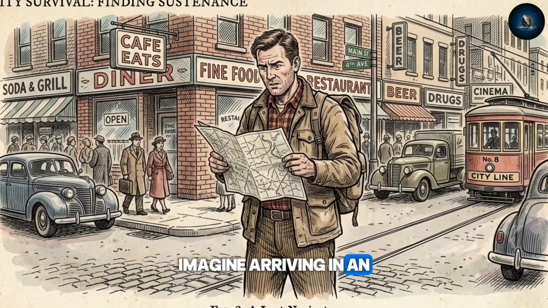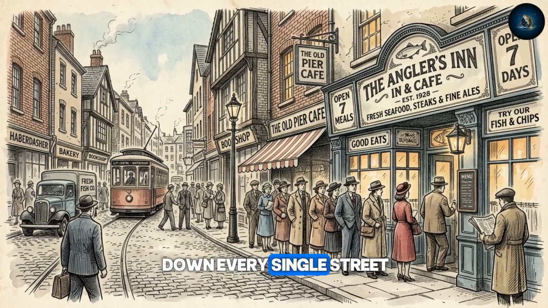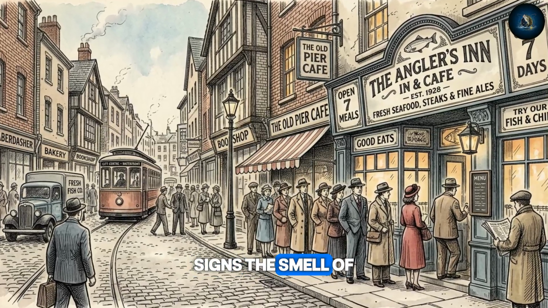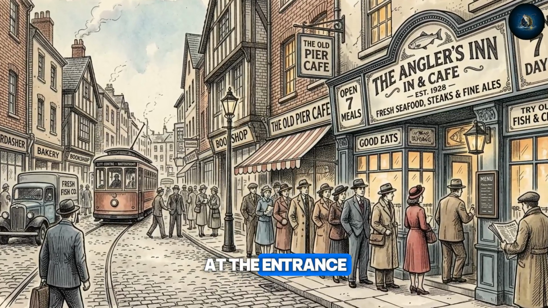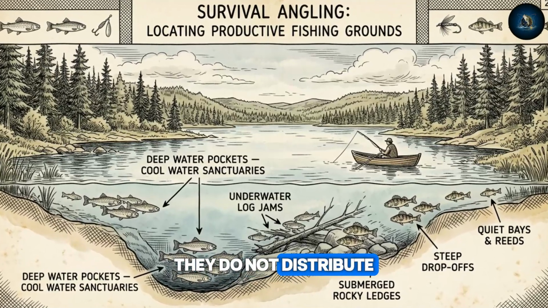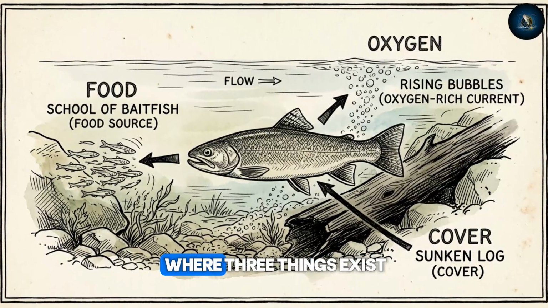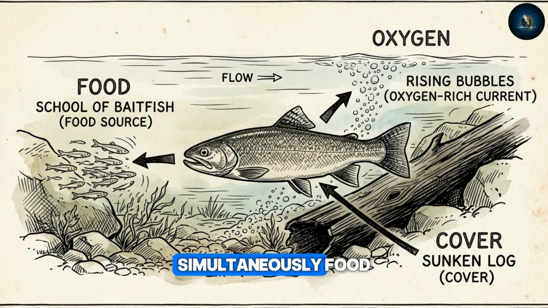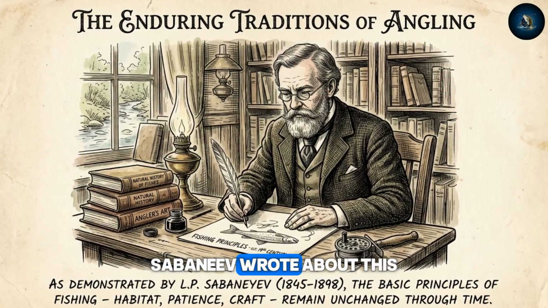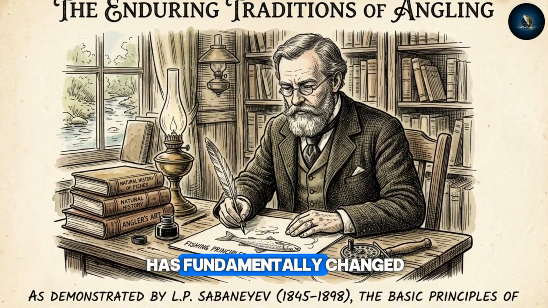Imagine arriving in an unfamiliar city and wanting to eat. You wouldn't walk randomly down every single street. You would go where there are cafes, signs, the smell of food, or a line at the entrance. Fish behave the exact same way. They do not distribute themselves evenly across the lake. They are always located where three things exist simultaneously: food, oxygen, and cover. Sabaneyev wrote about this in the 19th century, and since then, nothing has fundamentally changed.